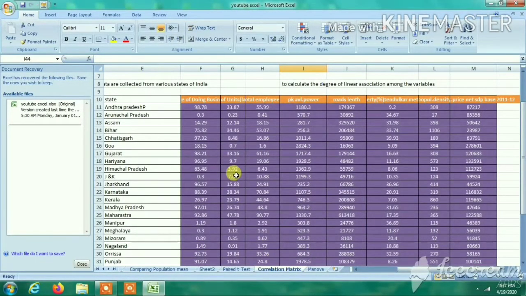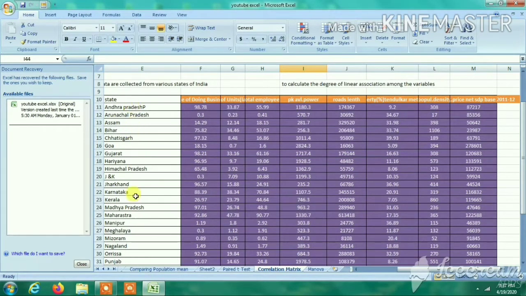Hello, and now I'm going to show how, with the help of Excel, we can calculate the correlation coefficient and its significance level. This is Pearson's correlation coefficient. For conducting this, I have taken one data set.